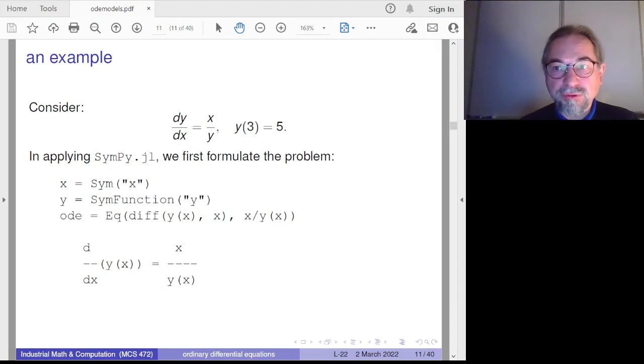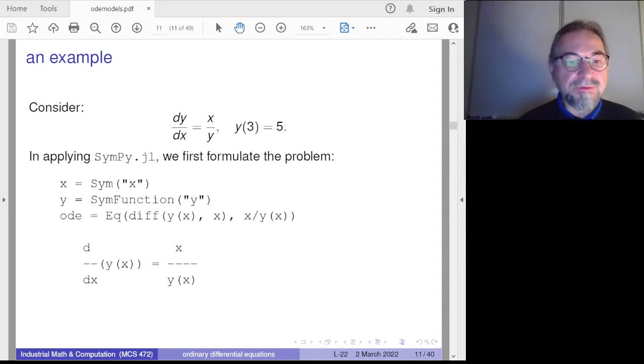So there is a Jupyter notebook posted with this lecture that contains all the computations. So we do this with a Julia kernel, and we will be using SymPy. So essentially everything can also be done with Python.